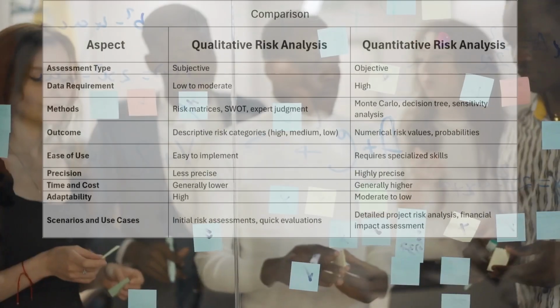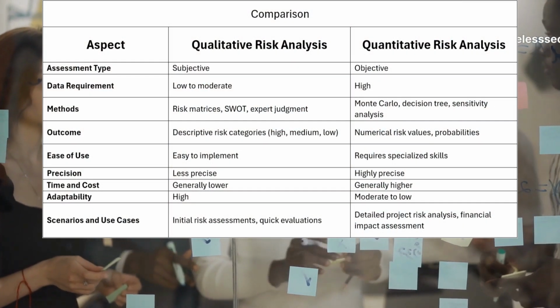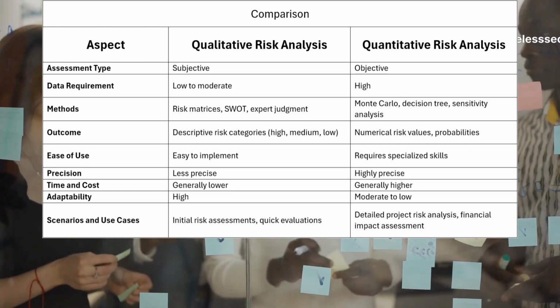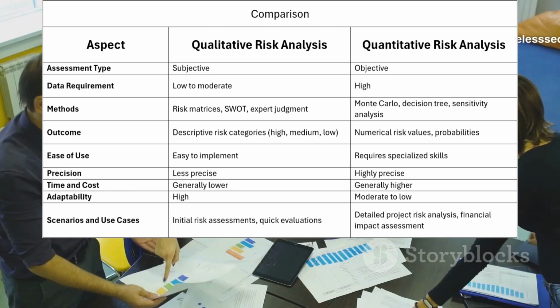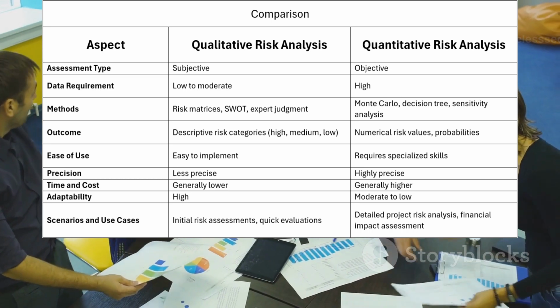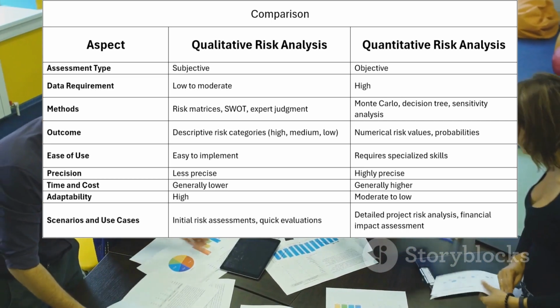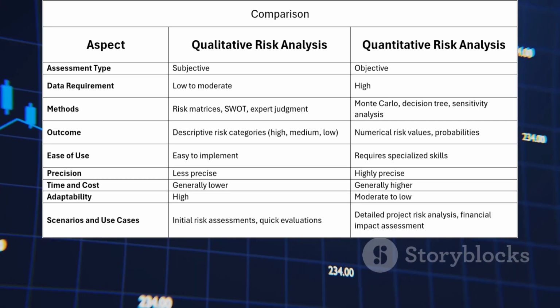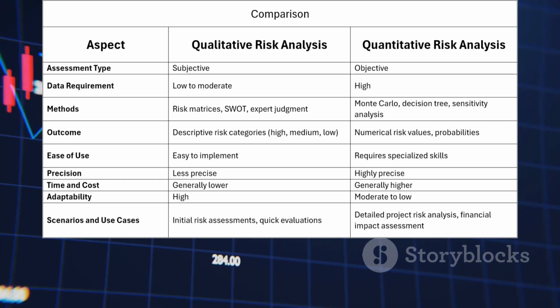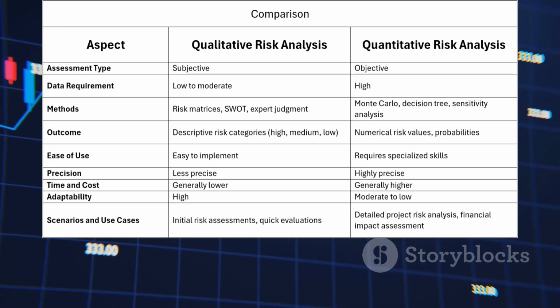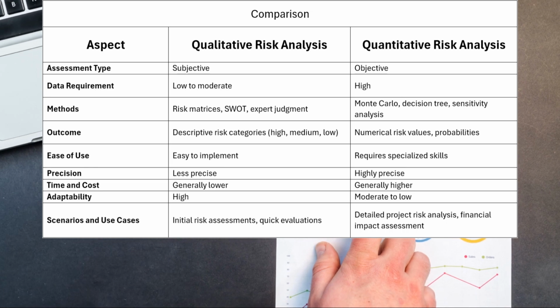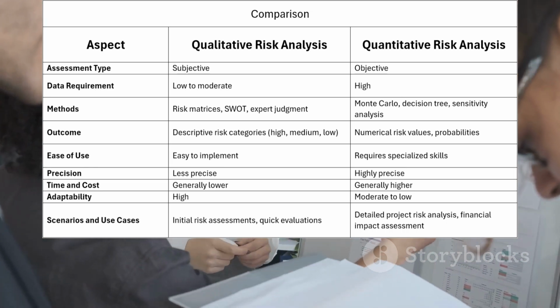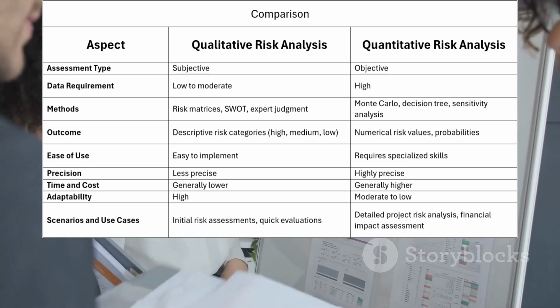In summary, both qualitative and quantitative risk analyses have their strengths and weaknesses. Qualitative approaches are best for initial assessments and scenarios with limited data, while quantitative methods excel in providing precise, data-driven risk assessments. Understanding when and how to use each approach is key to effective risk management.